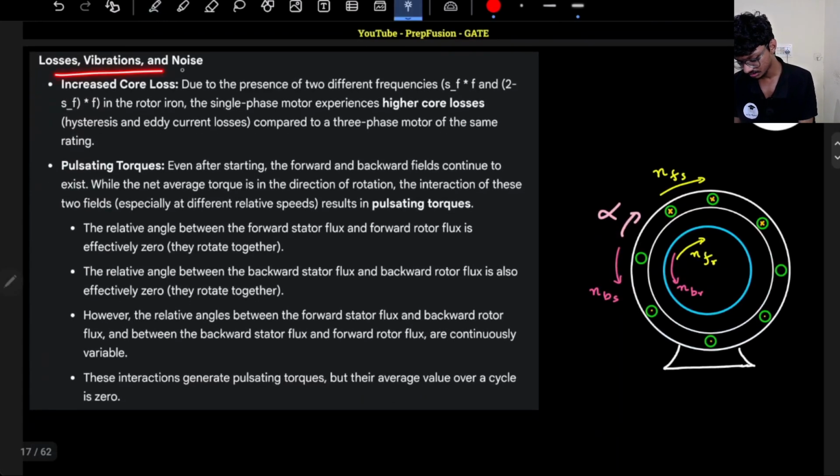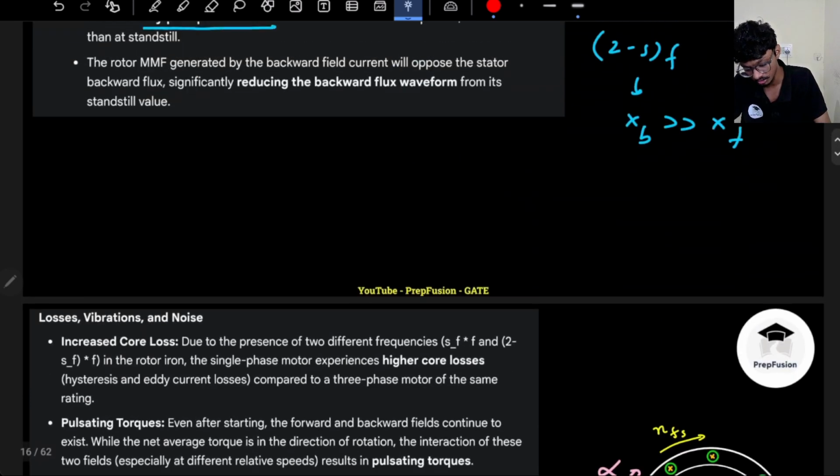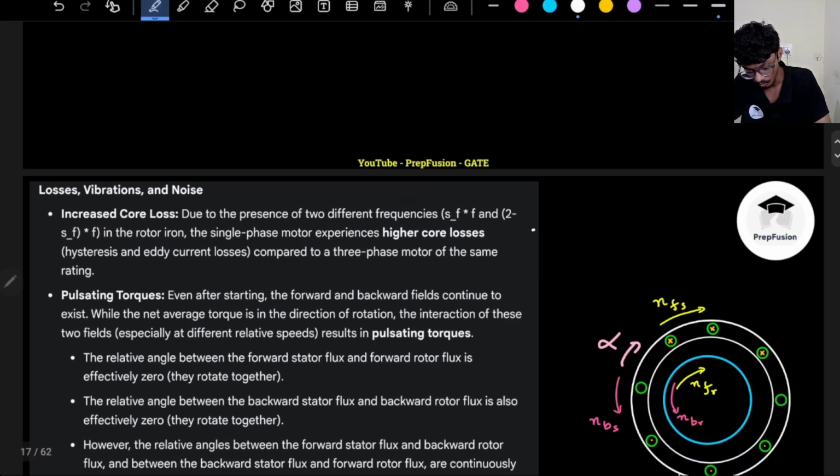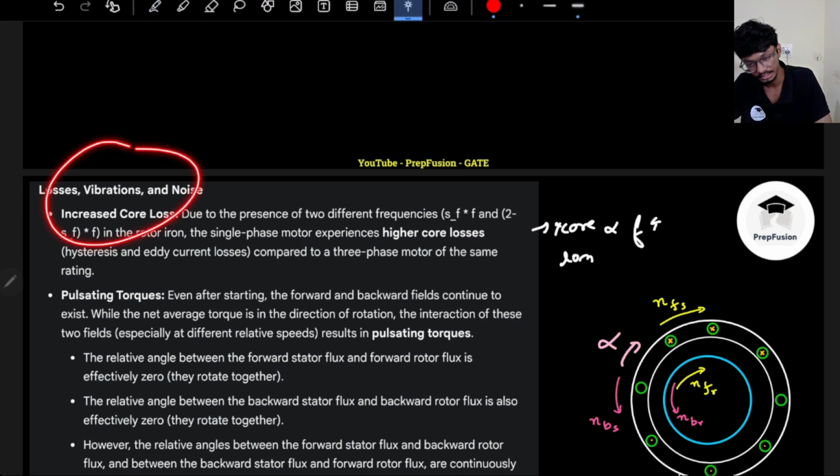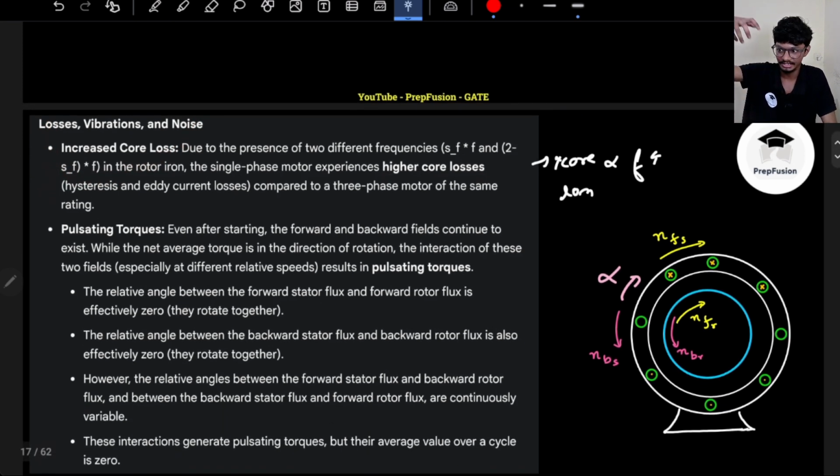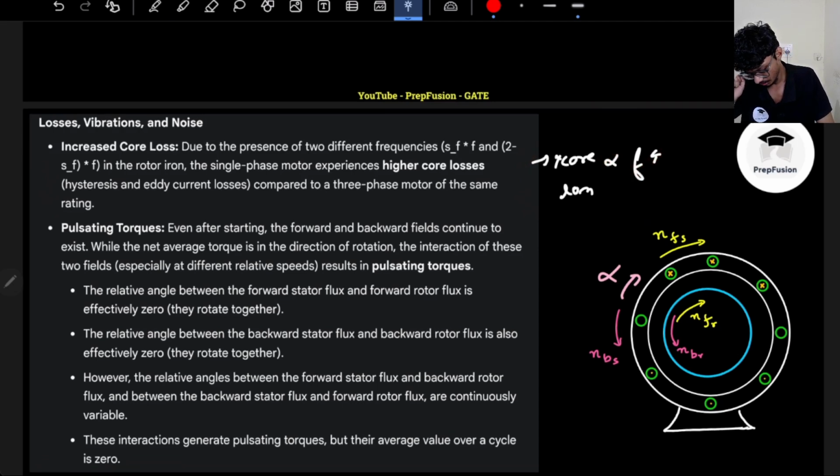Again, losses will be there, like vibration and noises. Why? Because of the core loss, which will be higher here because the frequency has increased. Core loss is proportional to frequency. Remember, on the rotor side the frequency has increased due to the backward field, so the core loss also will increase. So first of all, losses will be higher in single phase motors, but they have very good flexibility. That's why we use them in regular applications, not in high efficiency applications.